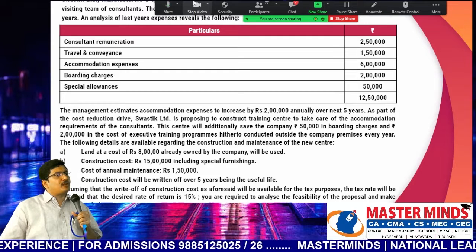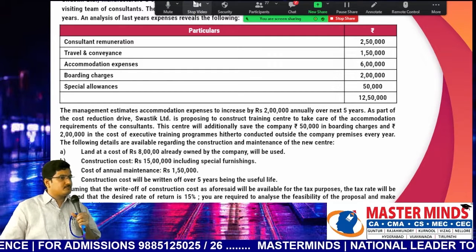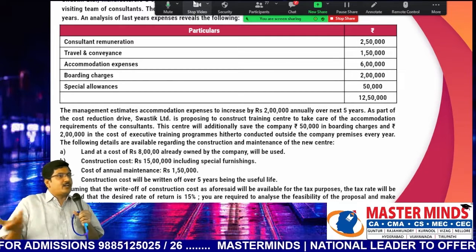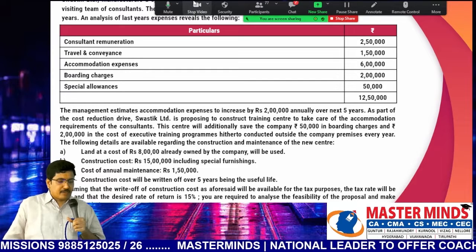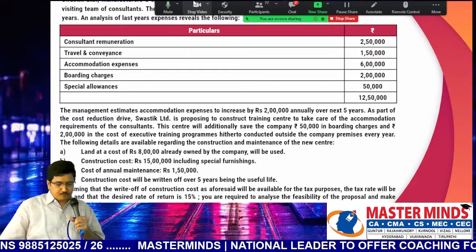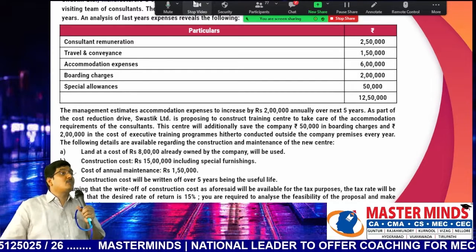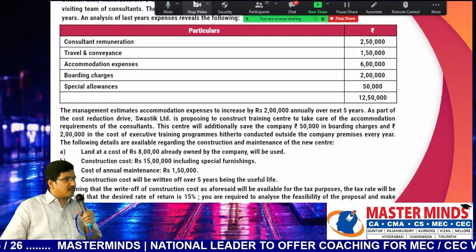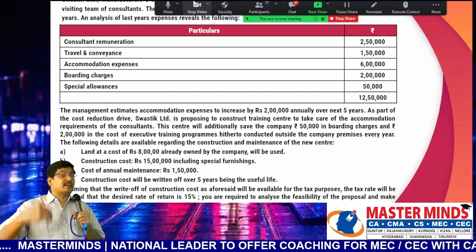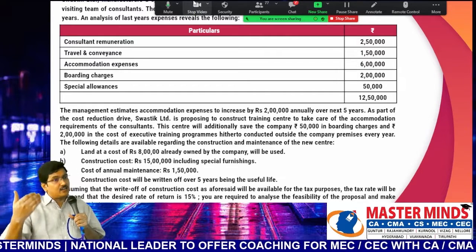Management training program cost 0. Since it is our own building, we need not incur. Annual maintenance cost 1.5 lakhs, because once we construct the building, we need to incur that also.